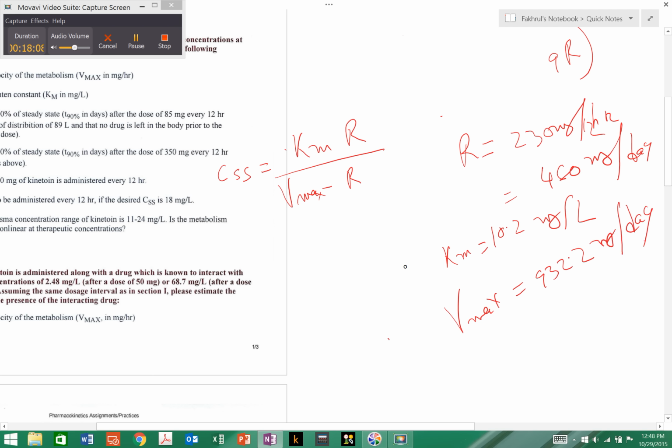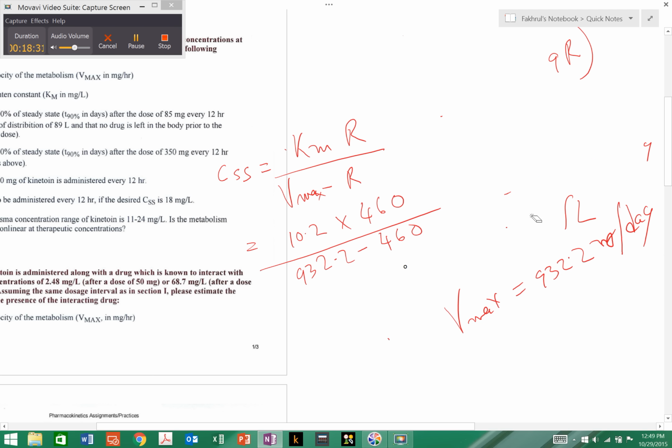So you put this data here, 10.2 times 460 is R. Vmax is 932.2 minus 460. So this should give you an answer of 9.93 milligram per liter. So this is your CSS.